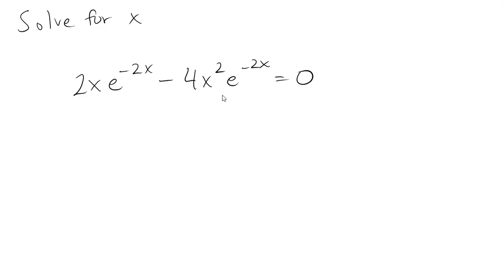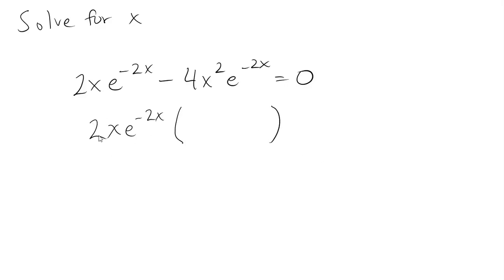To start off, I want to try factoring, and I can't factor in the sense of breaking this into two binomials, but I can pull out the GCF. Both terms have a factor of 2, both terms have at least one factor of x, and both terms have a factor of e to the minus 2x. So the GCF is 2x e to the minus 2x. I want you to pause the video and see if you can come up with the other factor.